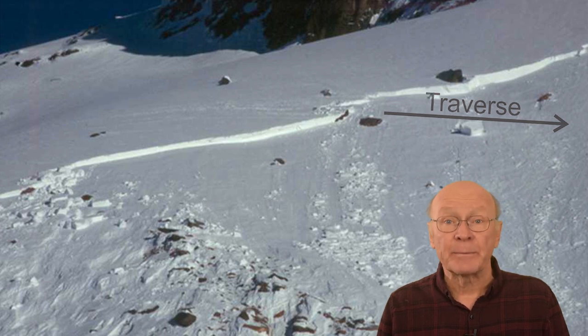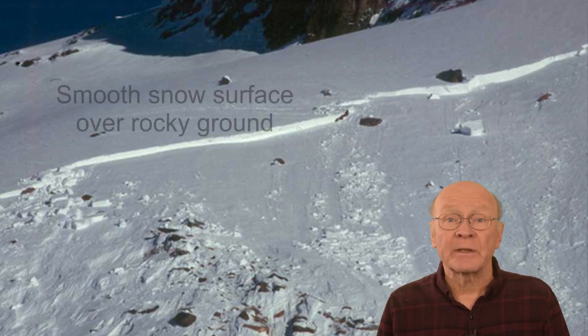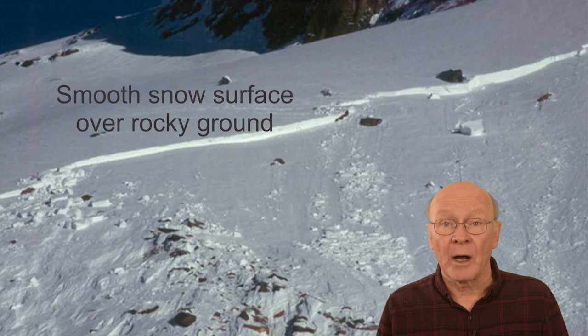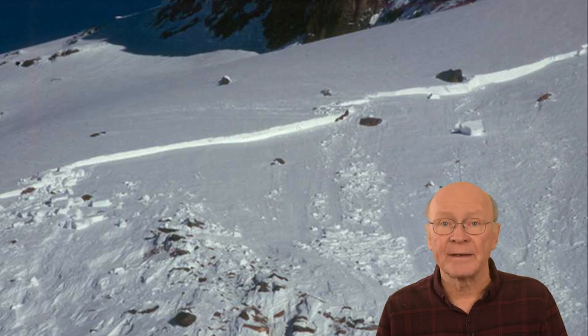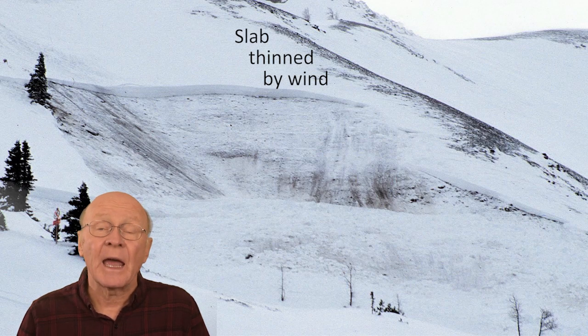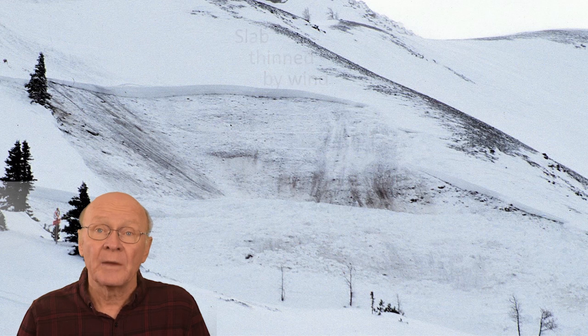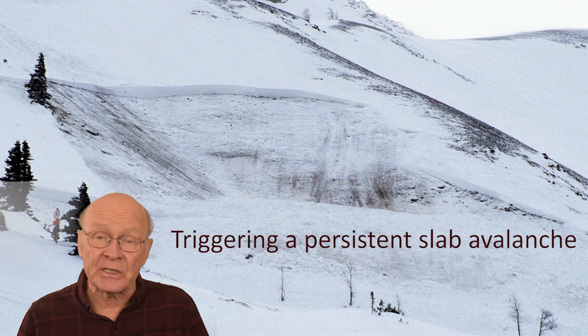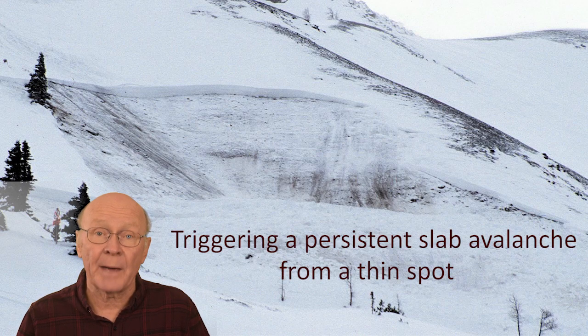Notice that in spite of the rocky ground, the snow surface is smooth, potentially hiding rocks that bulge into the snowpack. Even where there are no rocks bulging into the snowpack, wind can create a slab that is thin and easily triggered in places. At the side of this shallow gully, the slab was triggered by a skier where it was thin. In the next few minutes, we're going to look at the insidious conditions that favor a persistent slab avalanche being triggered from where the slab is thin.